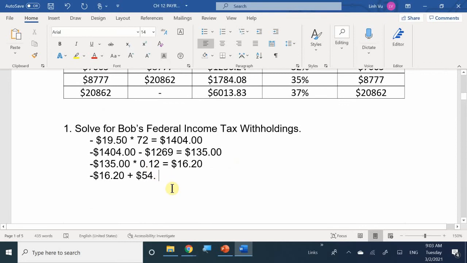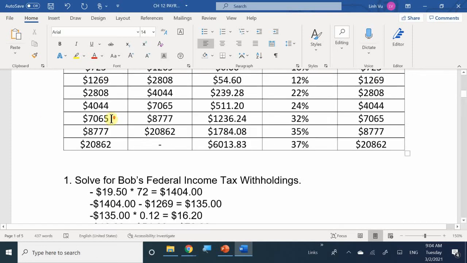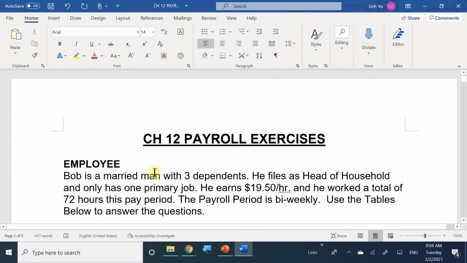Okay, so in grand total, what is my current federal income tax withholdings? $70.80. Okay, now this is before claiming his dependents. So let's see, how many dependents did he claim? 3. He claimed 3. Okay.